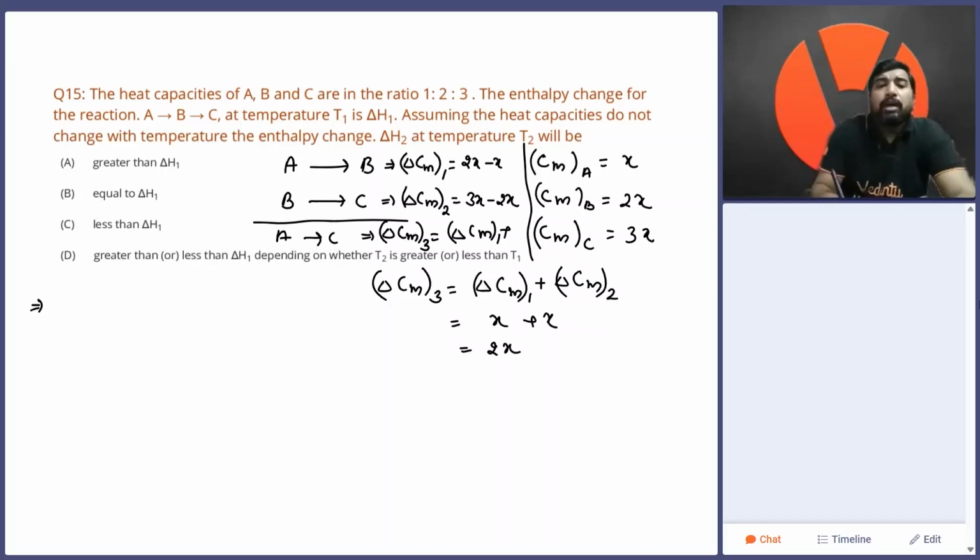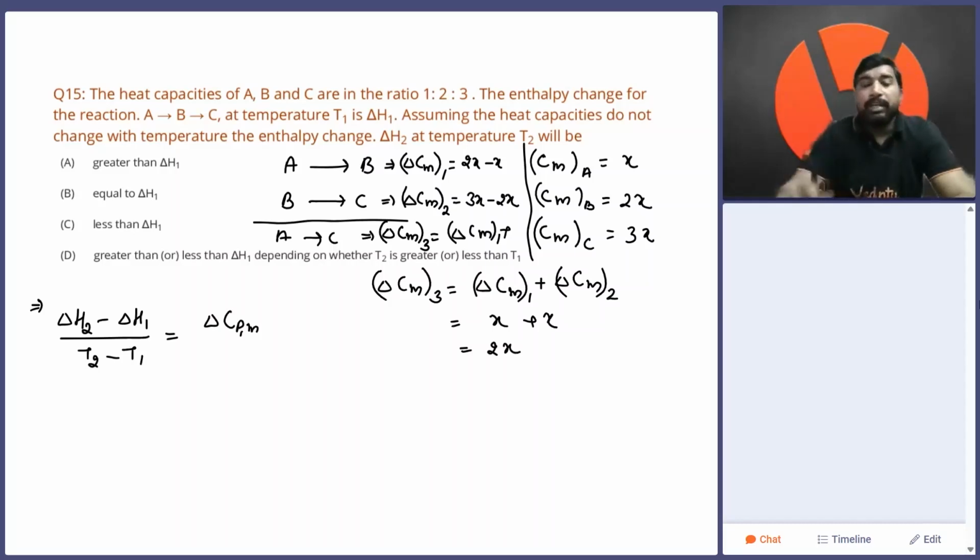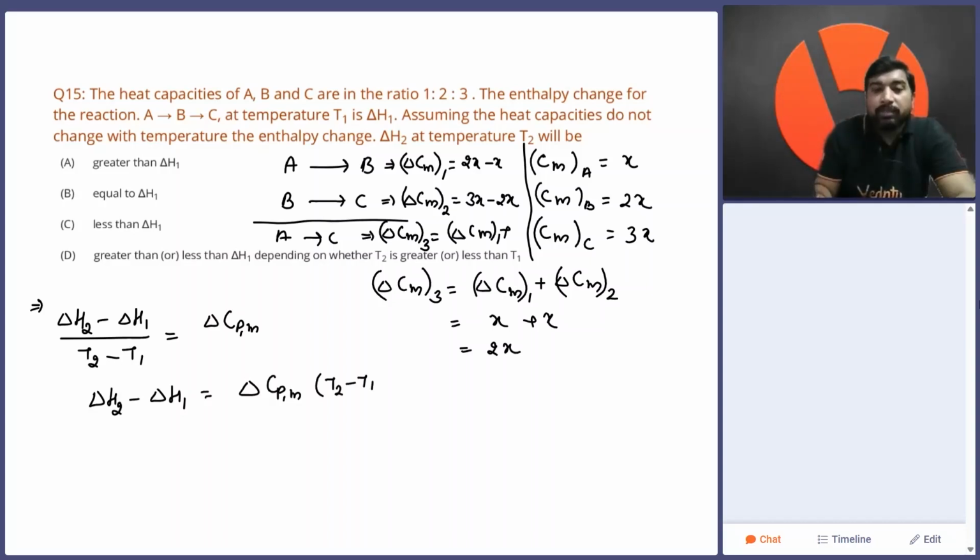Now we know the formula, the relation between the enthalpy at two different temperatures: (del H2 minus del H1) divided by (T2 minus T1) is equal to del CPM, that is the molar heat capacity at constant pressure. This is known as the Kirchhoff equation. So from here we just need to calculate: del H2 minus del H1 is equal to del CPM times (T2 minus T1).